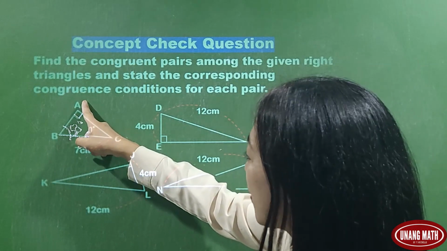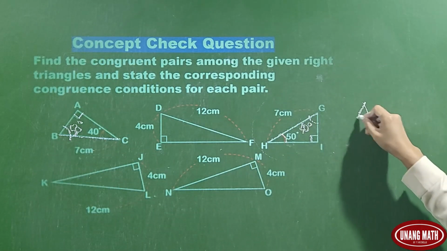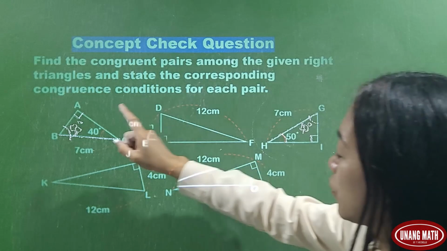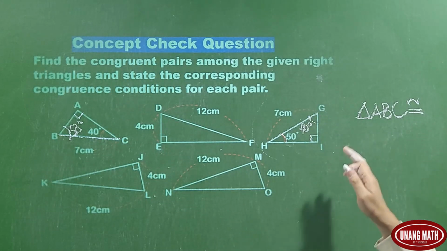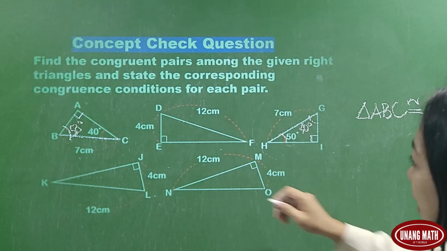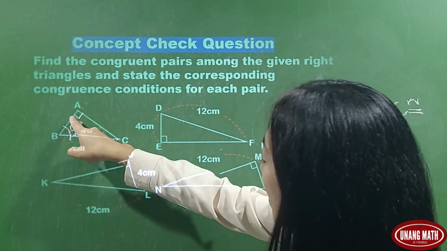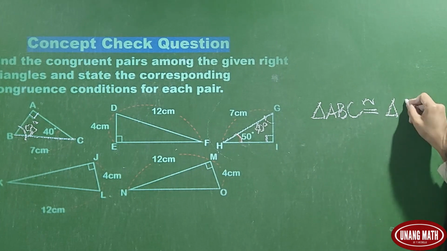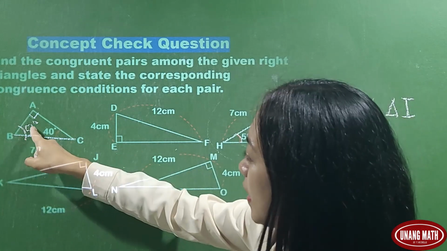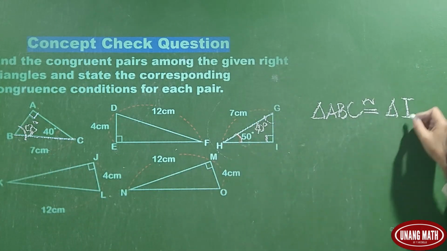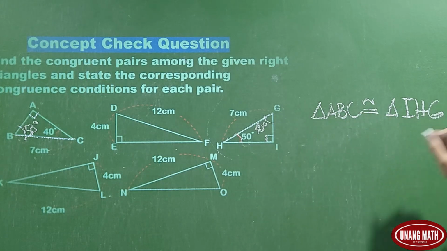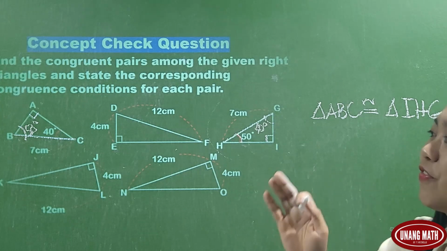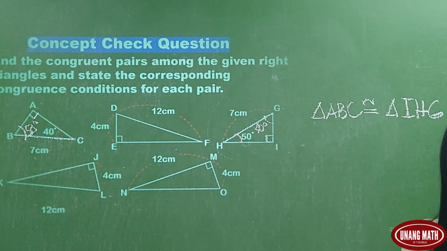So we can say that triangle ABC is congruent to, okay, this is a tip in naming the congruent triangles. So ABC, A is beside the right angle. So this is congruent to triangle I. Okay, what about B? Beside the 50 degrees. So it's H. I, H, G. So triangle ABC is congruent to triangle IHG. So we have to consider the corresponding sides.